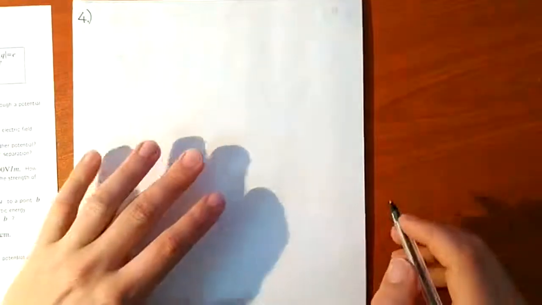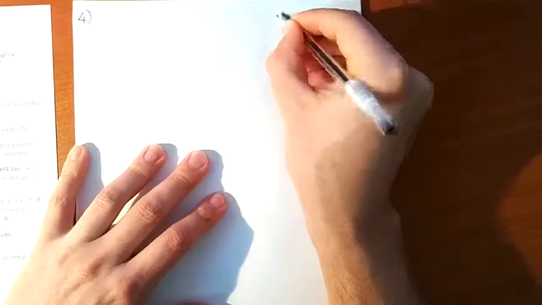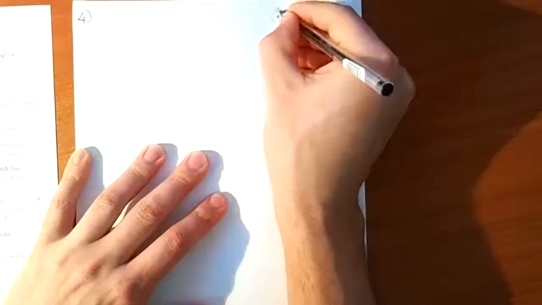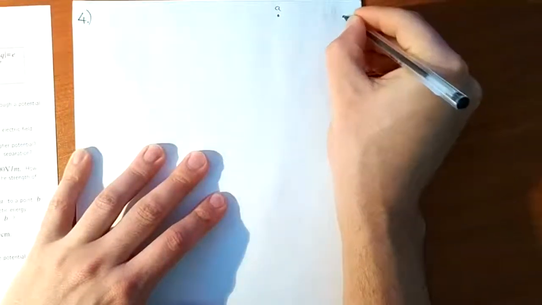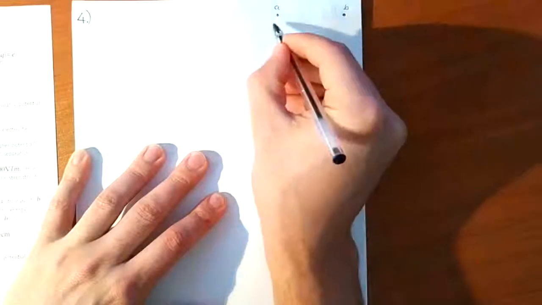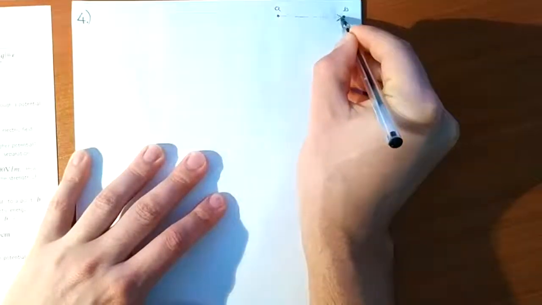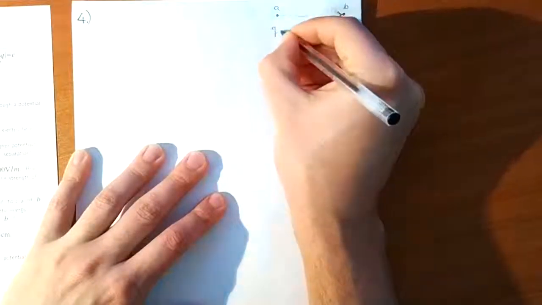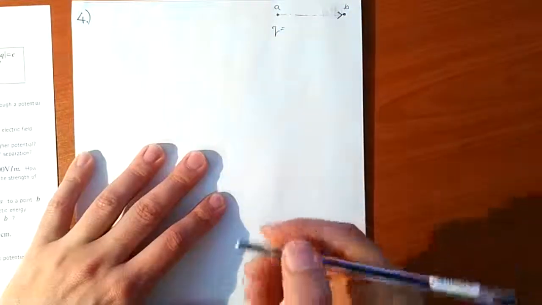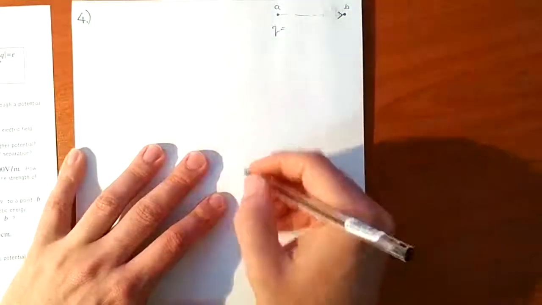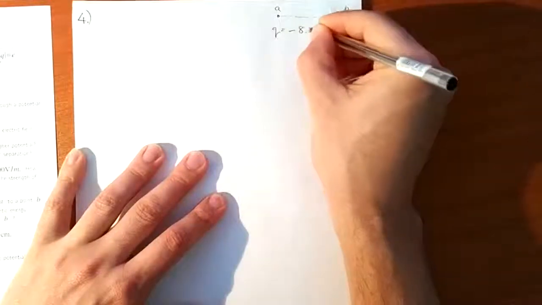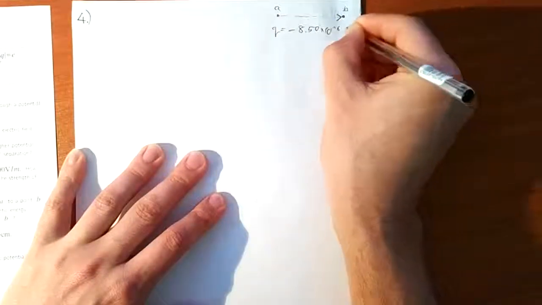Right. Now this is a good example of a problem where we most likely won't know right from the start how to proceed. So a good way to start is by writing down everything that we do know. So I've got my point A, I've got another point B, and I've got the charge moving from point A to point B. It's a charge Q of minus 8.50 times 10 to the minus 6 coulombs.